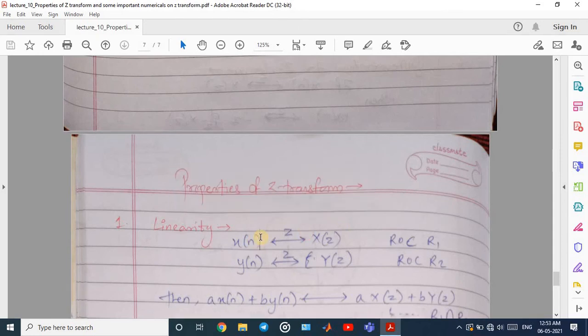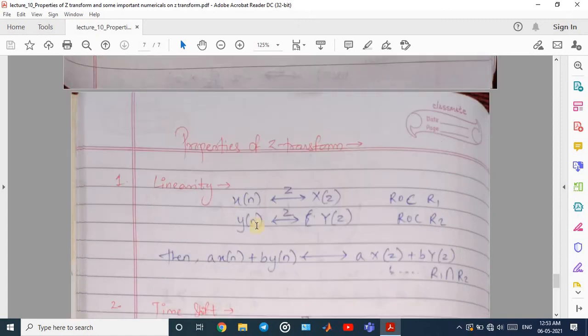Okay, we have already seen the properties of continuous time Fourier transform, then discrete time Fourier transform, and now we are going to see properties of Z transform. These are quite similar, there is no difference. Okay, just the difference is z. In case of discrete time Fourier transform, it is e to the power j omega. Here it is z to the power n.